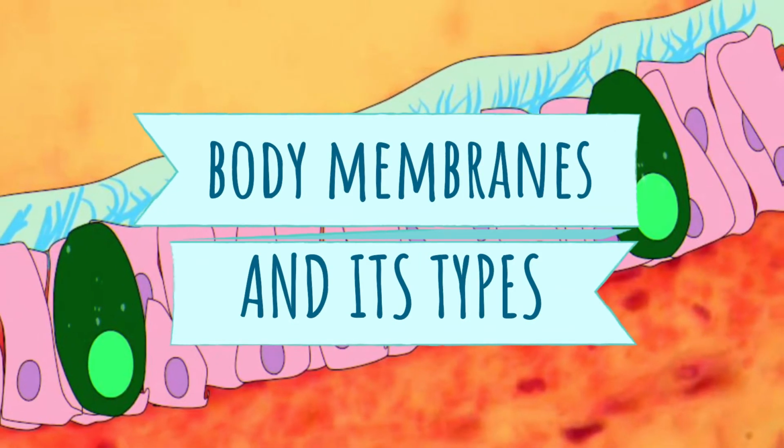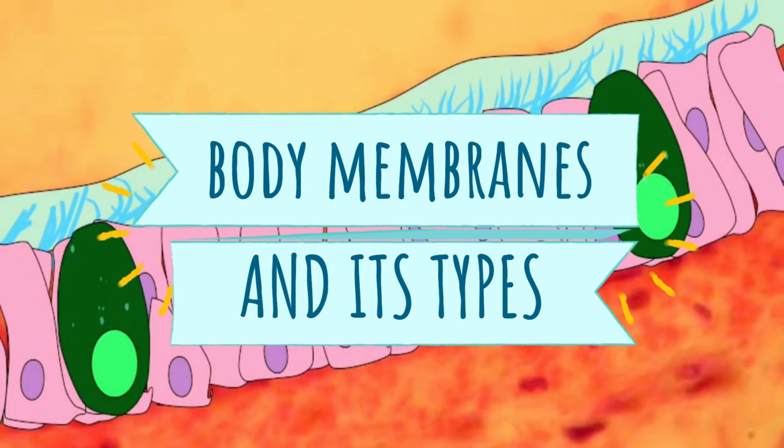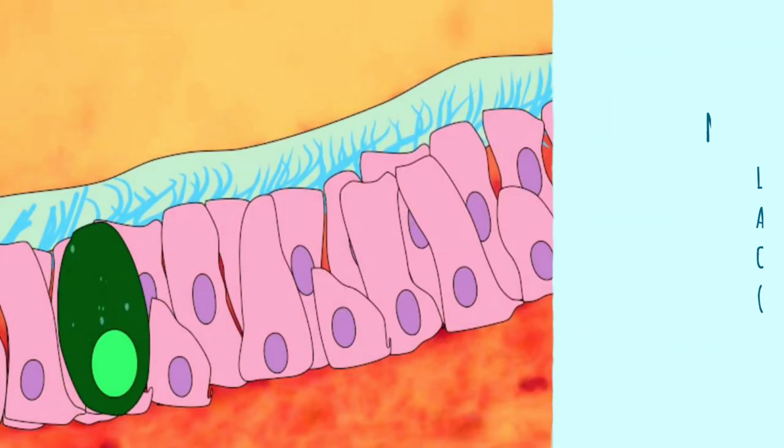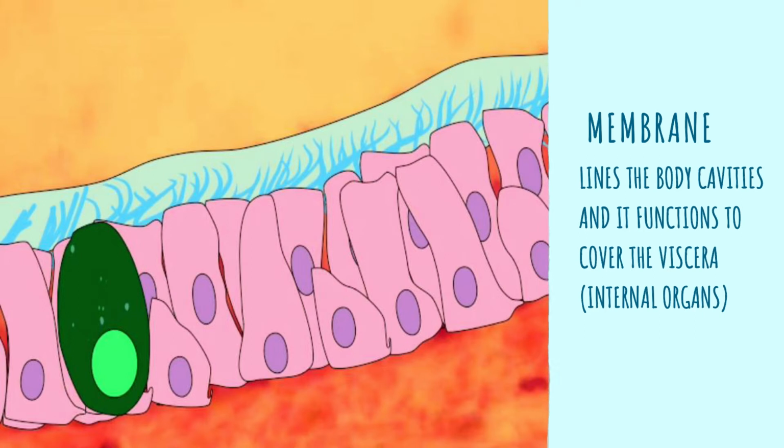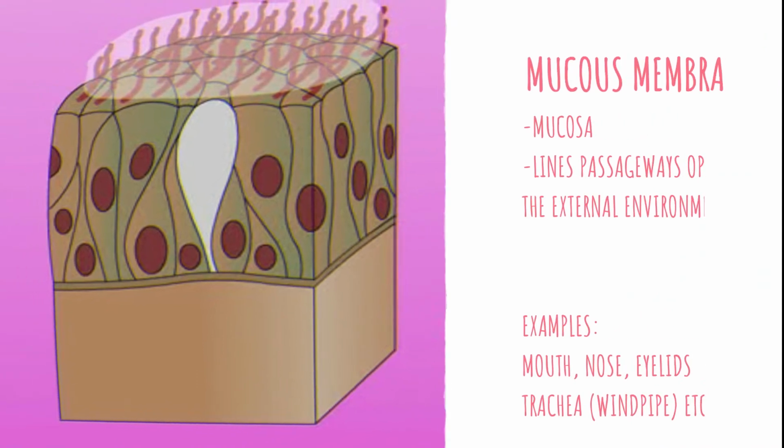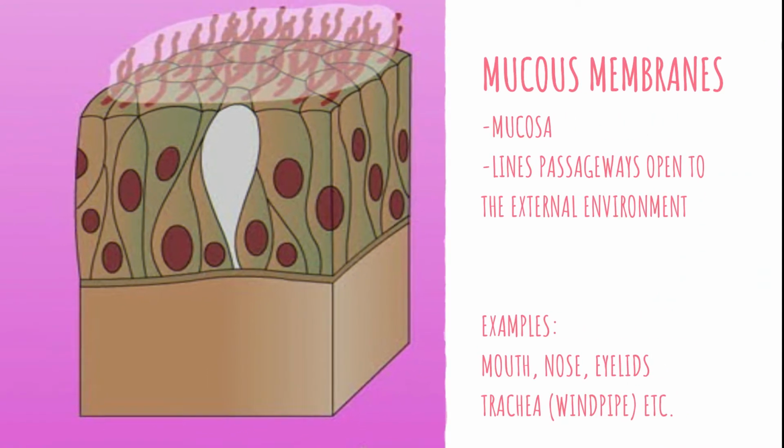Let's discuss the body membranes and their types. We have 4 body membranes, but first let's define what a membrane is. A membrane lines body cavities and covers the viscera. When you say viscera, this pertains to the internal organs. First, we have the mucous membrane or the mucosa. This lines passageways open to the external environment.